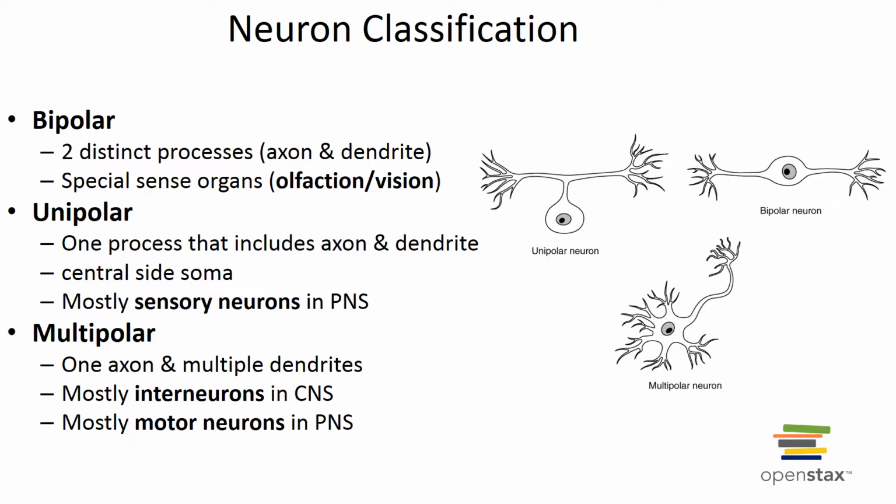Unipolar neurons, the dendrites and axon, are continuous and basically fuse with the cell body located off to the side. Most sensory neurons of the peripheral nervous system are unipolar. Multipolar neurons have one axon and two or more dendrites. These are the most common neurons of the central nervous system, and all motor neurons that control skeletal muscles are multipolar neurons.